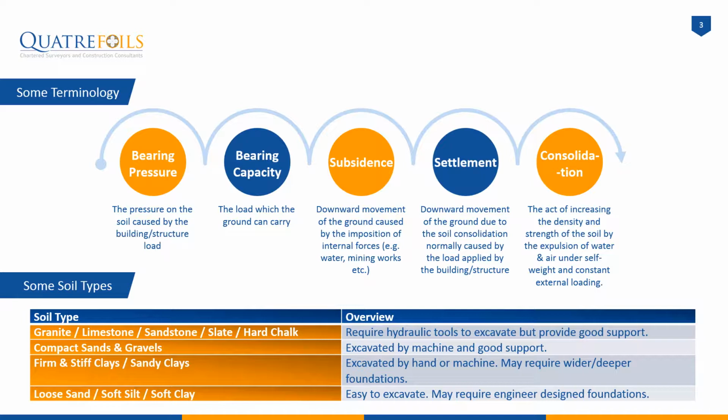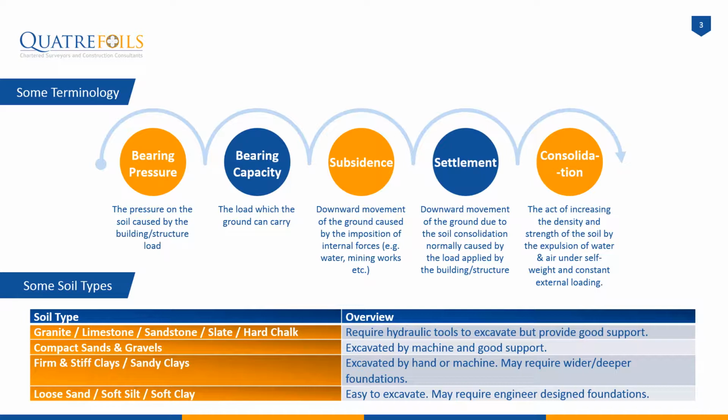Subsidence, the third one along. This is the downward movement of the ground caused by the imposition of internal forces. For example, if there was a leaking water pipe, the water would consolidate the bearing capacity of the soil and thus cause a downward movement in the ground because of the weight of the building or structure.